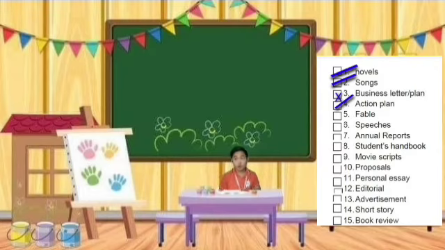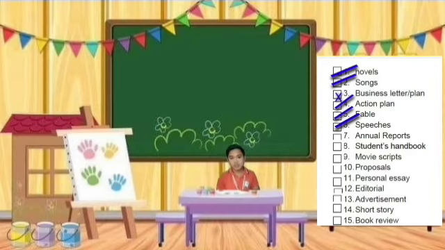Okay, what about number five? Fable. Of course, right? It is an example of creative writing. Okay, number six, speeches. Number six is an example of what? Number six, again, is an example of, of course, creative writing. So creative writing.